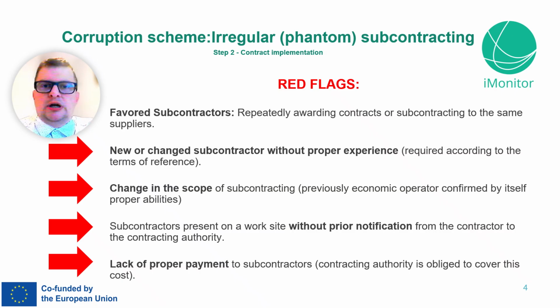When we talk about irregular or phantom subcontracting, there are several warning signs worth paying attention to. Let me walk you through them and explain why they matter. Favored subcontractors. If the same subcontractors keep getting contracts over and over again, it can suggest favoritism or hidden arrangements. Healthy competition usually brings variety, so repetition without clear justification is a red flag.